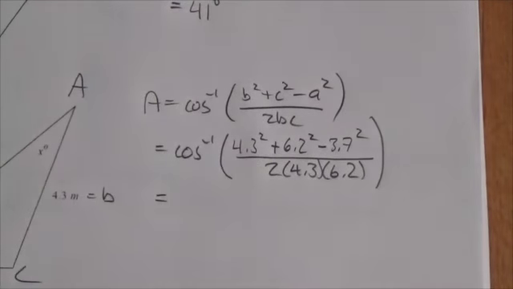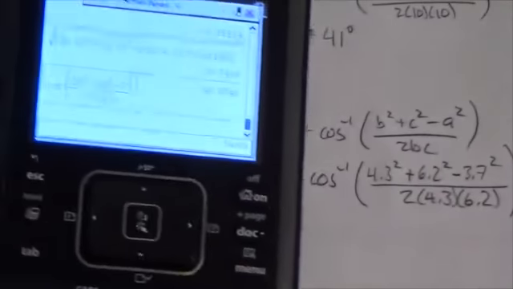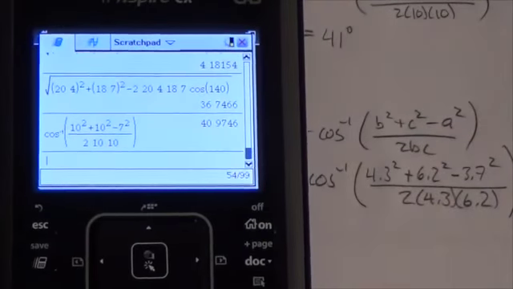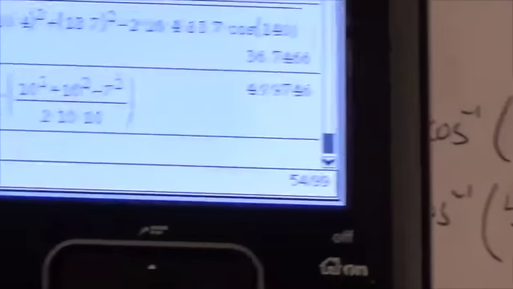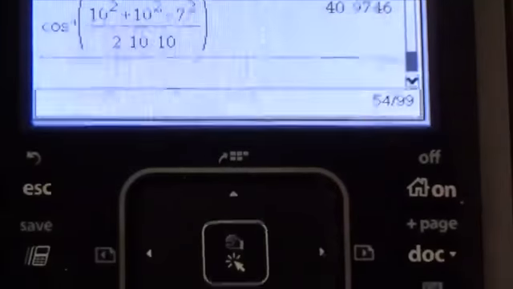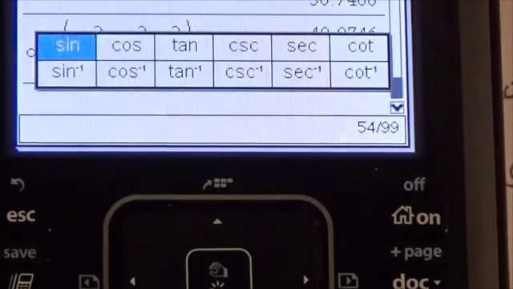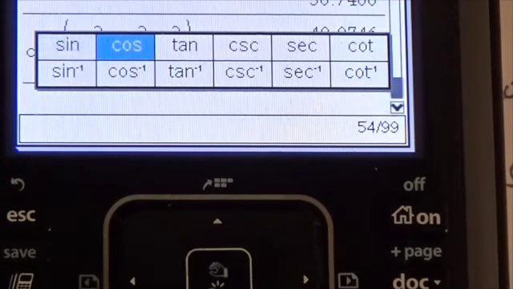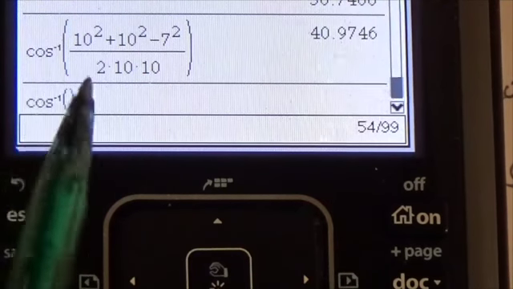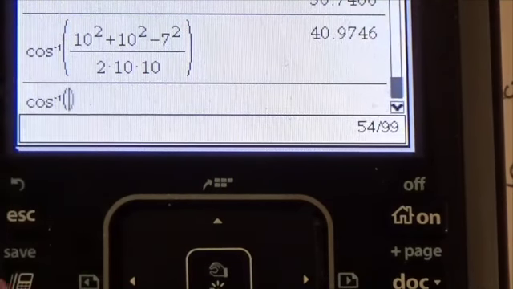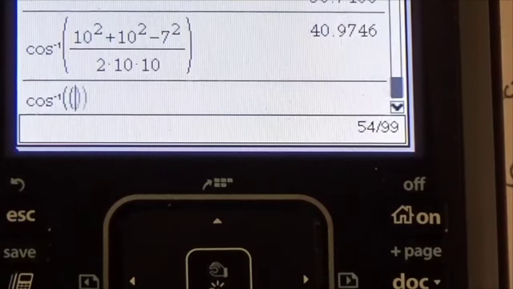Now I'm going to go to my calculator and do this. And again, I want you to see what I'm doing when I enter this in. Just to make this a little clearer, I'm going to zoom in a bit. So now when we use the inverse cosine, the calculator gives me a set of brackets for the cosine here. I need to include a set of brackets for the numerator.